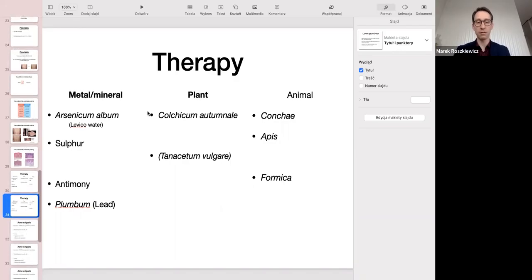So basically, in psoriatic patients we will use metal or plant therapy to help the ego organization and astral body to make this suppression, mainly on the etheric body.